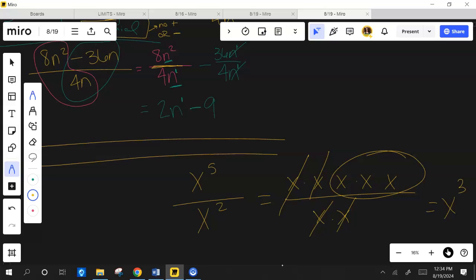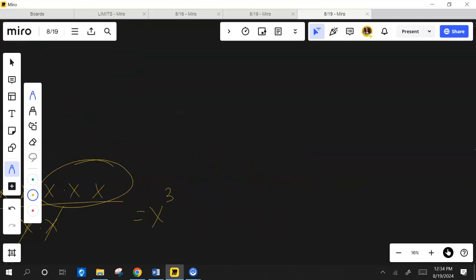Let's look at the second example together. Y'all ready? Here we go.